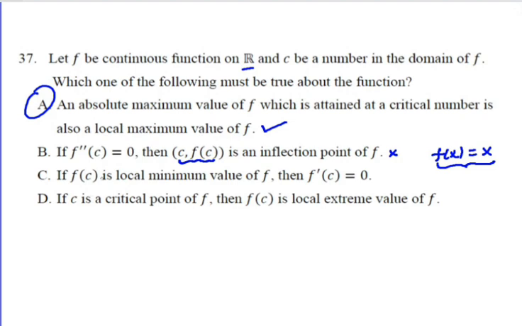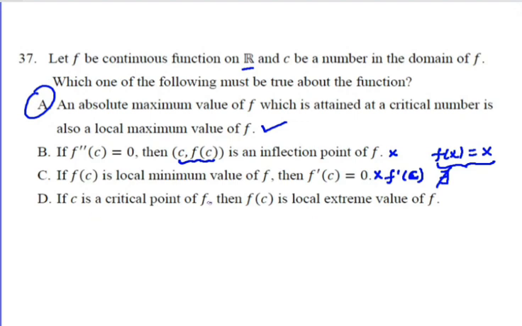So B is false. If f of c is a local minimum value of f, then f prime at c equals 0. This may or may not be true. The derivative at c may be 0, or the derivative at c may not exist. So this is not a must statement.